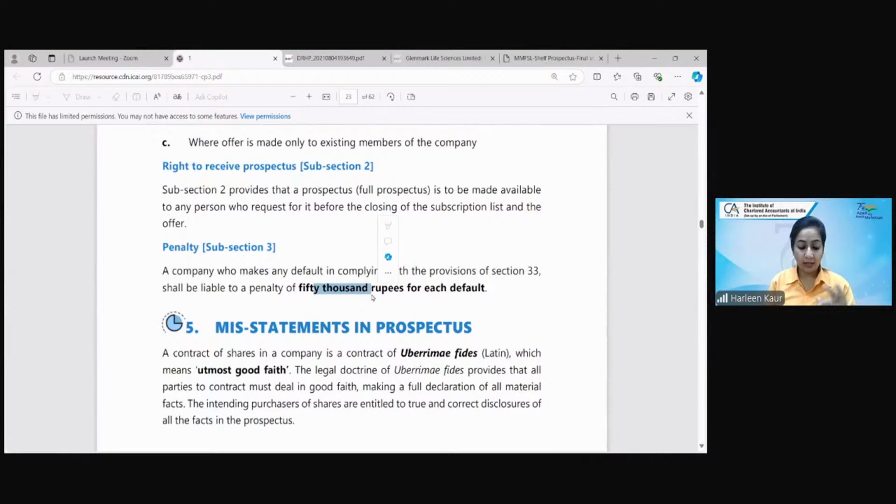Anyone wants to ask any doubts till here? Yes, Mr. Nanda, you can do that. Issuing the red herring prospectus is optional. It is not compulsory for the company to issue.